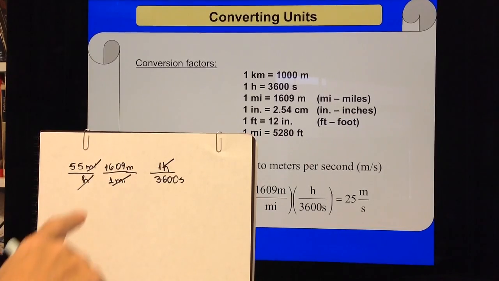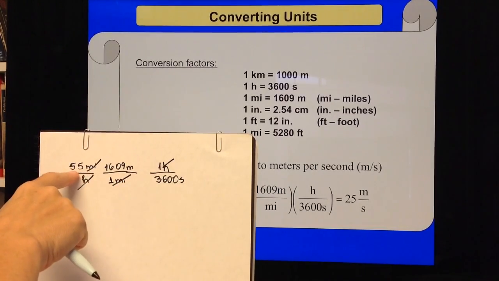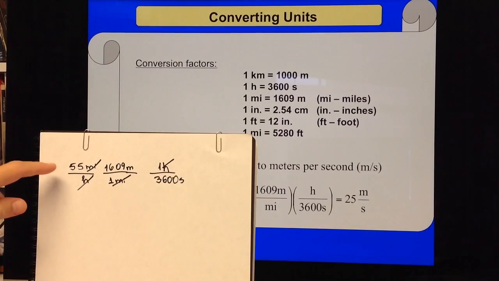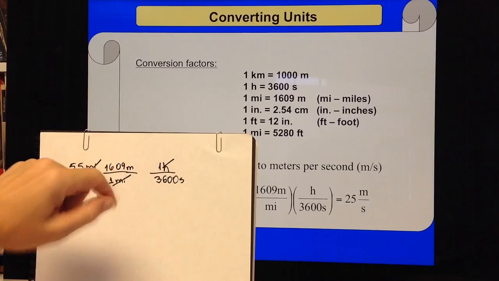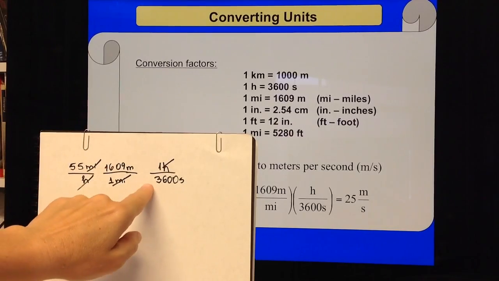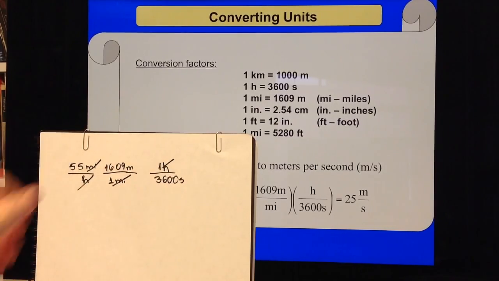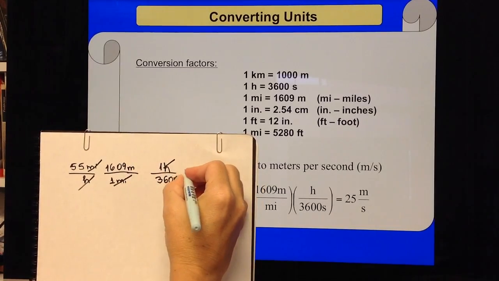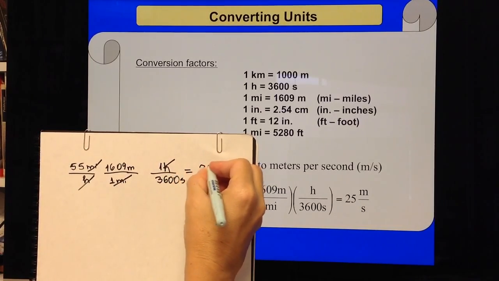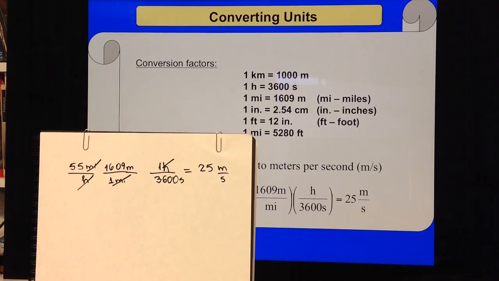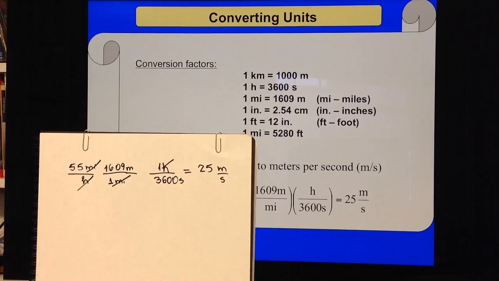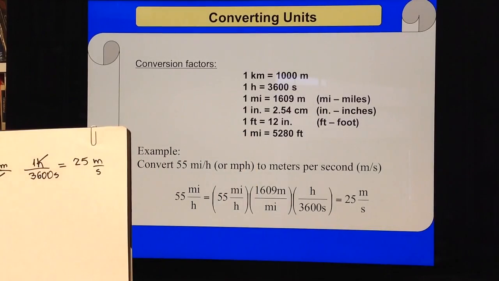So what we have to do now, well, we have to multiply, put in your calculator, 55 multiplied by 1,609, and then divide this number by 3,600, and you will see that you will get 25 meters per second. Okay? So then you were able to convert the speed that was written in miles per hour into meters per second, and this is what you see there in the notes.